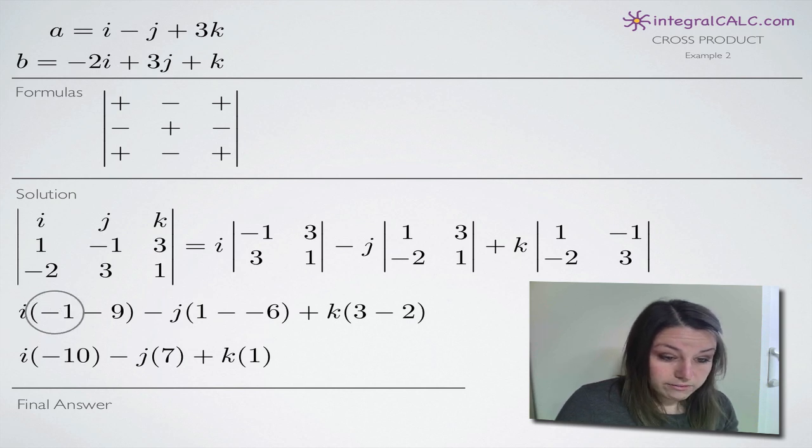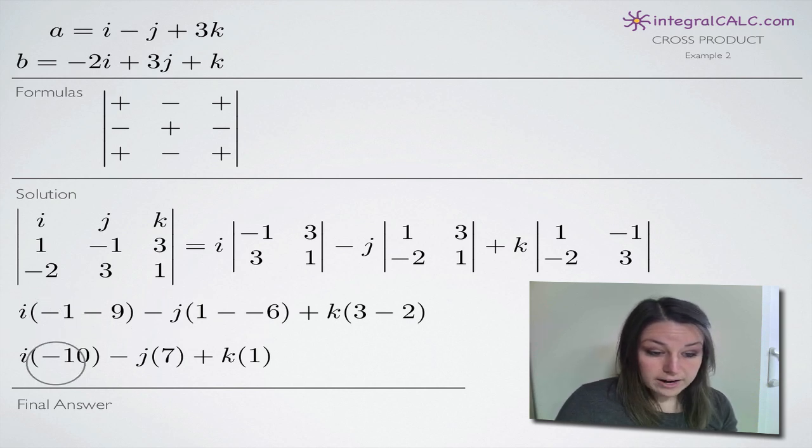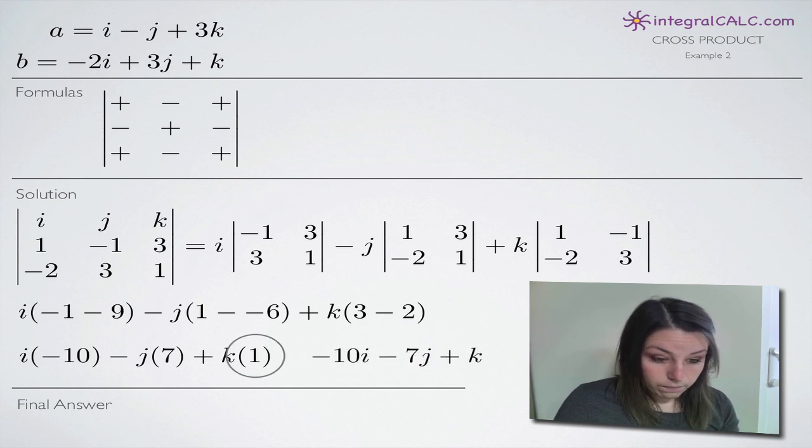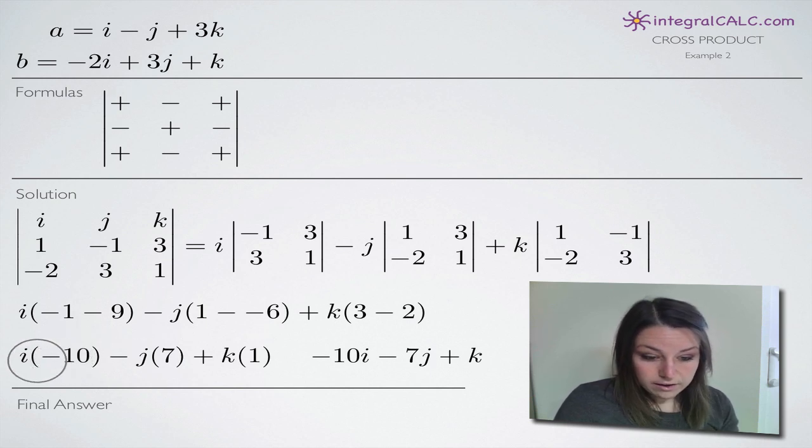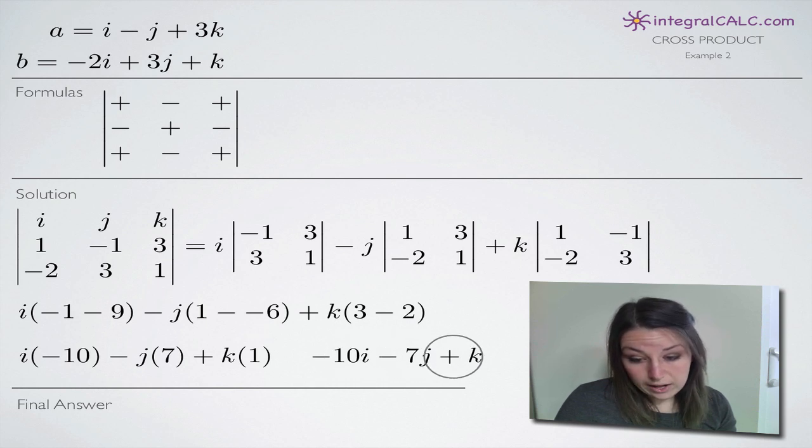We're going to simplify. -1 minus 9 is -10. 1 minus a -6 is going to be 1 plus 6, which gives us 7. And then 3 minus 2 on the k is 1. And then I'll go ahead and simplify one more step and make these 3 coefficients on our i, j, and k for simplicity. So we're going to end up with -10i minus 7j plus k.